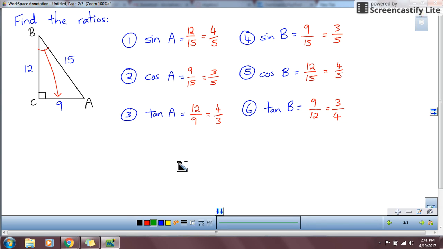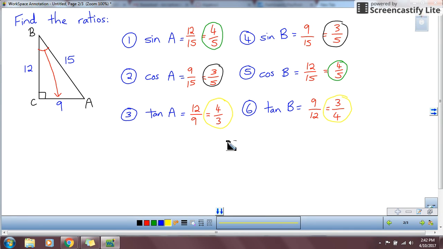Now I want to show you something here, and this is always true. The sine of A, which you'll notice was 4/5, is always equal to the cosine of the opposite angle, right? So sine of A always equals cosine of B. They're the same thing. Cosine of A always equals sine of B. So you can see those are just kind of the reciprocals of each other. And then finally, tangent of A is the reciprocal of tangent of B.